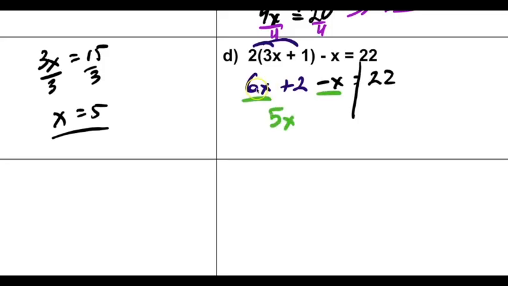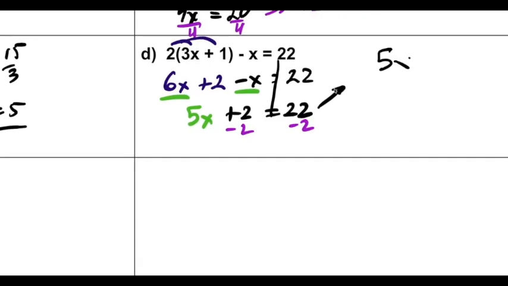And you get 5x. 6x minus 1x is 5x. Plus 2 still there equals 22. And then we're just going to solve it. So minus 2, that's going to get me 5x. These are gone. Equals 20. Then we divide by 5. x is equal to 4.